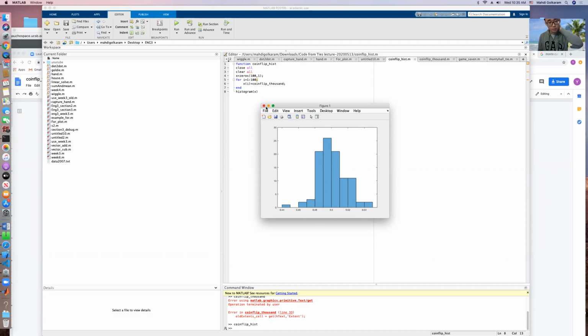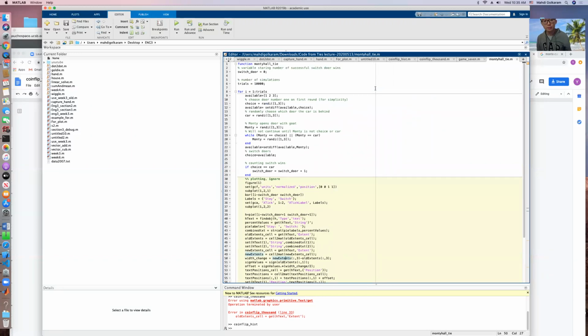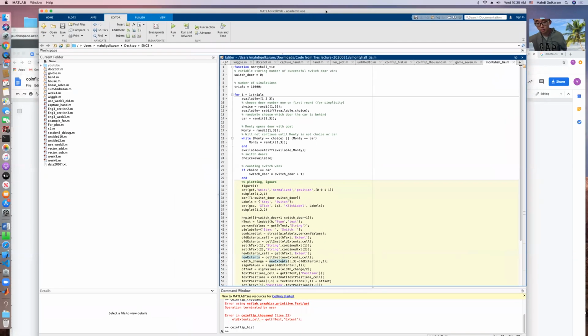So let's move on to the next example, called the Monty Hall game. First, let me ask: do you know this game, the Monty Hall game? If you know, press 1. If you don't, type 2.